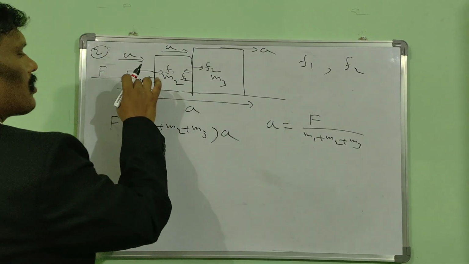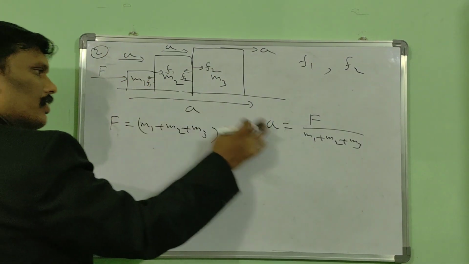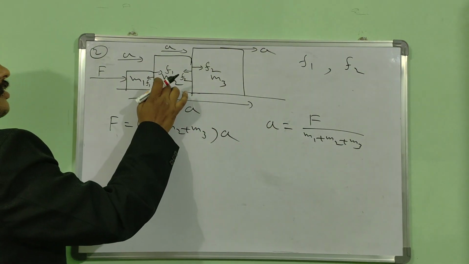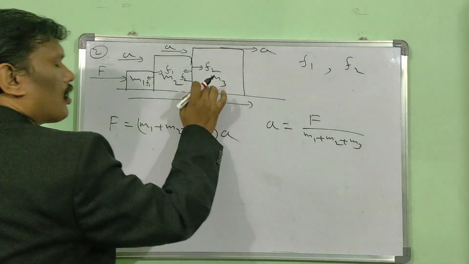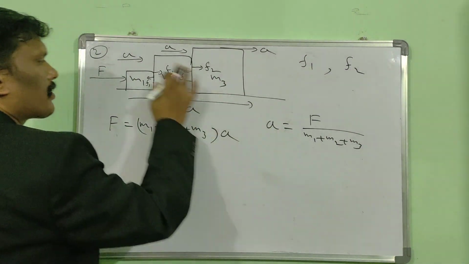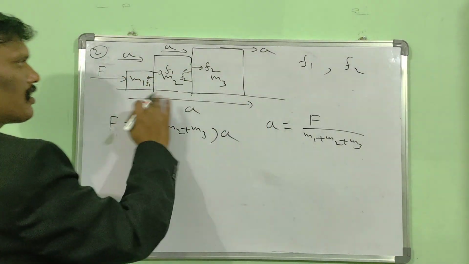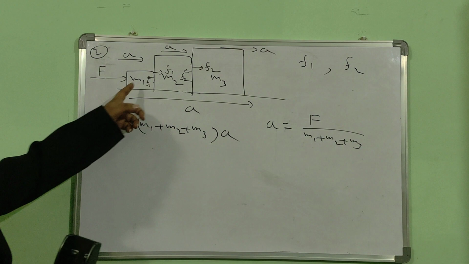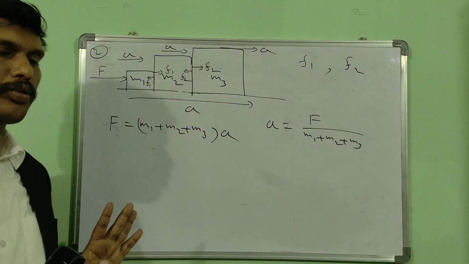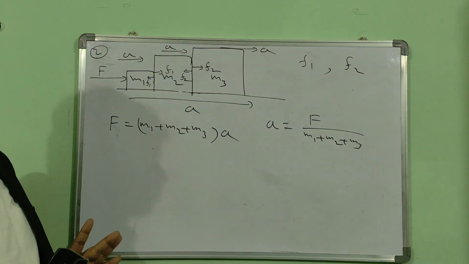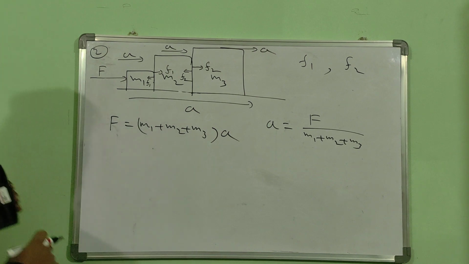What is the acceleration of M1? This is the formula. What is the acceleration of M2? This is the formula. What is the acceleration of M3? This is the formula. What is the acceleration of the system? This is the formula. That means the acceleration is the same individually and for the combined system also. By using this formula only we need to calculate. The next one is the contact force.